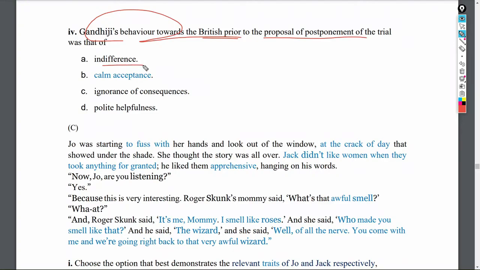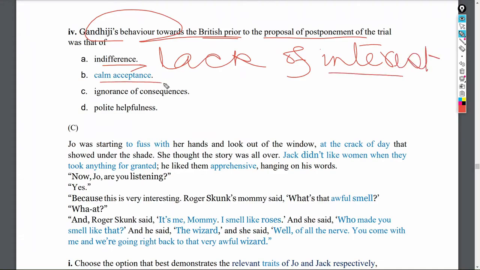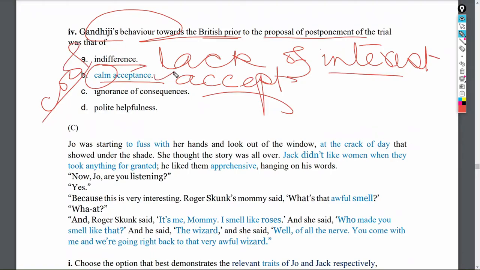Indifference bhi nahi, indifference dekhiye, iska meaning bhi aapko maloom hona chahiye, nahi to aapka answer galat ho jayega. Indifference ka matlab kya hai, lack of interest. Calm acceptance means it is coming from accept. That means coolly, okay, with cool mind accepting, that is the answer. Ignorance of the consequence ye nahi hai. Polite helpfulness wo bhi nahi hai. Therefore option B is correct.